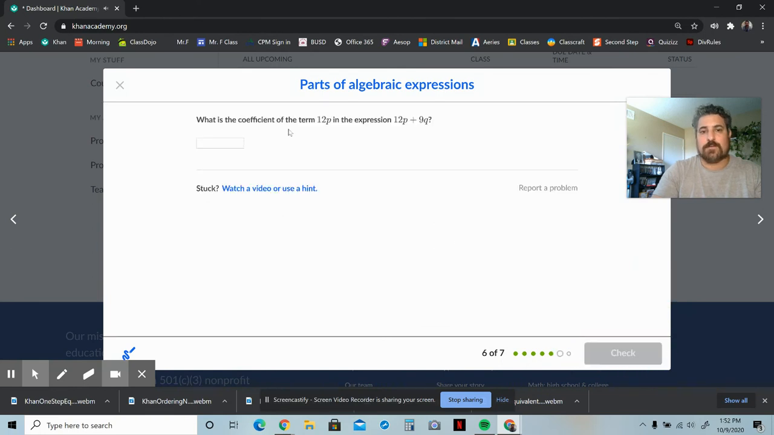This one says, what is the coefficient of the term 12p in the expression 12p plus 9q? Well, the coefficient is how many p's you have. So there's 12 p's. That's the coefficient, 12.